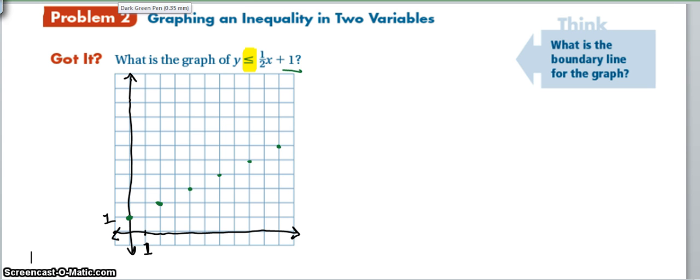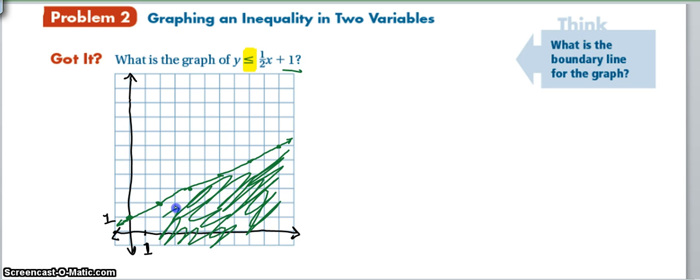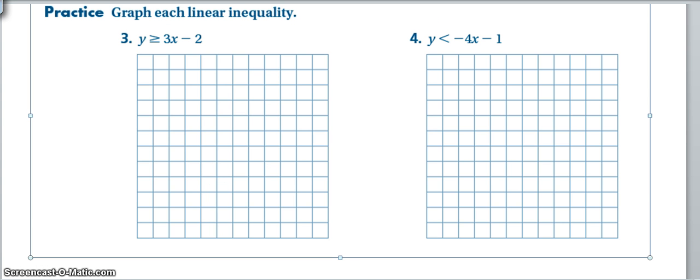Dashed or solid? That's right, it would be a solid line because it does have the or equal to. And then because it is less than or equal to, would we shade above or below the line? That is right, we would shade below the line because the less than or equal to tells me to shade below. Try number 3 and number 4 on your own.